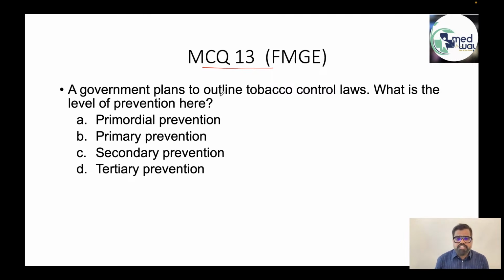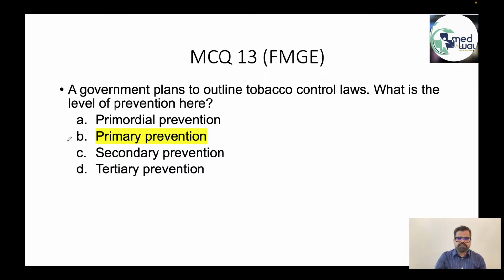Now let's take the 13th question. The government plans to outline tobacco control laws. So the government is trying to strictly implement and execute tobacco control laws. What level of prevention is this? Primordial, primary, secondary, tertiary. So the answer is primary prevention. I'll explain this, because lots of questions are asked on this.